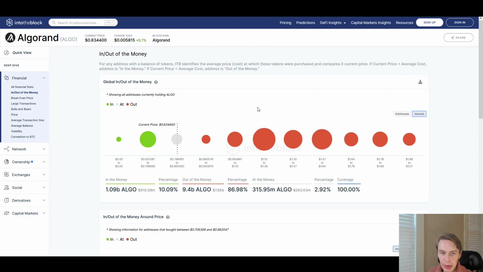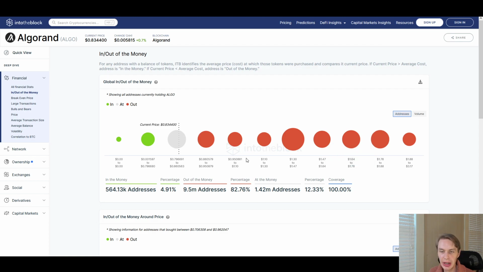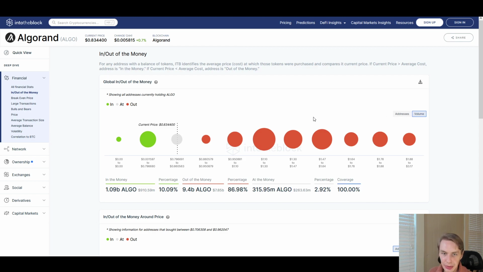Where I think things are a little bit more diagnostic or more useful to look is actually at using this volume metric here, which is really looking at the cost basis adjusted for volume. So how much of the tokens we're actually transacting here, because addresses is not the best way of looking at it, because some addresses will have a tiny number of algo in their wallet, whereas others will have thousands of algo in their wallet. And so this isn't as useful, in my opinion, as this volume perspective.